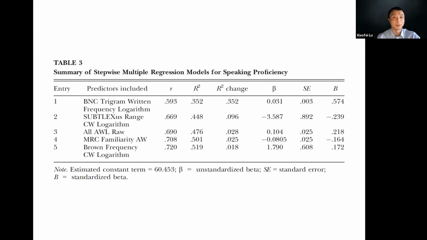There is the familiarity score from the MRC database, right? And the last one is Brown frequency, so the frequency of content words, CW stands for content words, in the Brown corpus. You will see that there was frequency, there was range, there was academic word usage, there was also familiarity, which is a psychological word index.